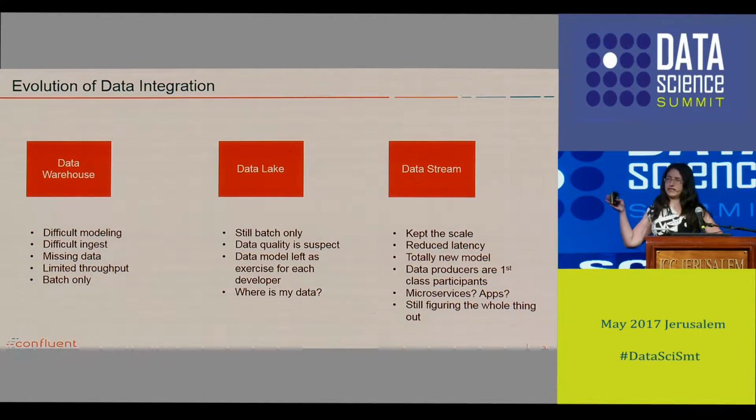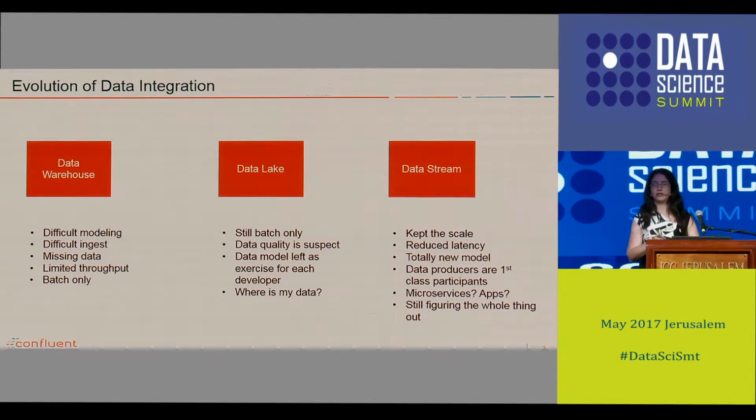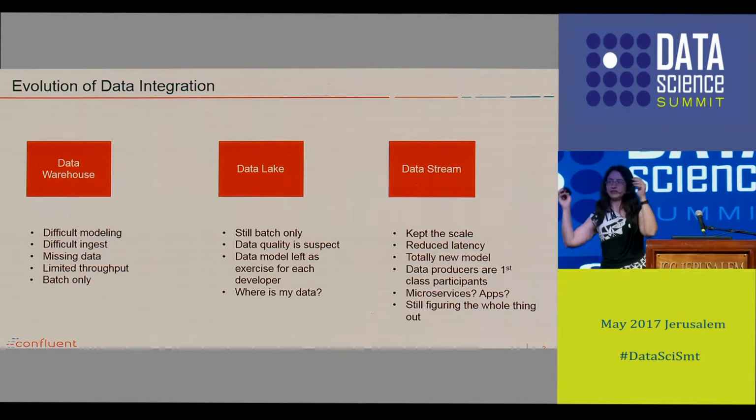Somewhere around, let's say, 2010 to 2014, people figured out that this is not working. It's expensive. It's not what they need. Let's do it in Hadoop. So Hadoop is still kind of this batch-only data integration, but now we're doing it completely differently. We're taking all the data from everywhere because the missing data and the modeling problems were painful. Just take the data, dump it in there, somebody will figure it out.